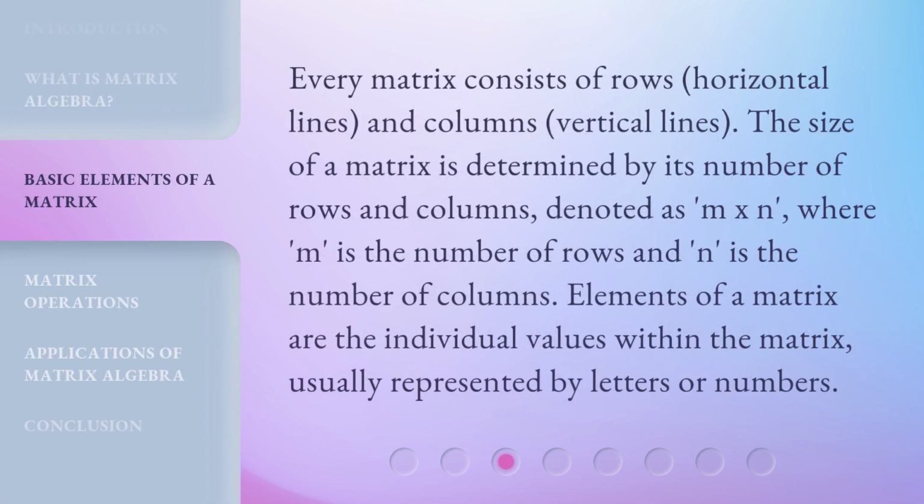Every matrix consists of rows, horizontal lines, and columns, vertical lines. The size of a matrix is determined by its number of rows and columns, denoted as m×n, where m is the number of rows and n is the number of columns. Elements of a matrix are the individual values within the matrix, usually represented by letters or numbers.